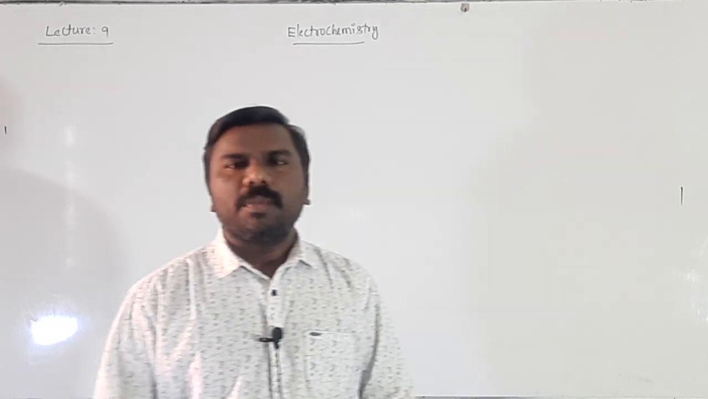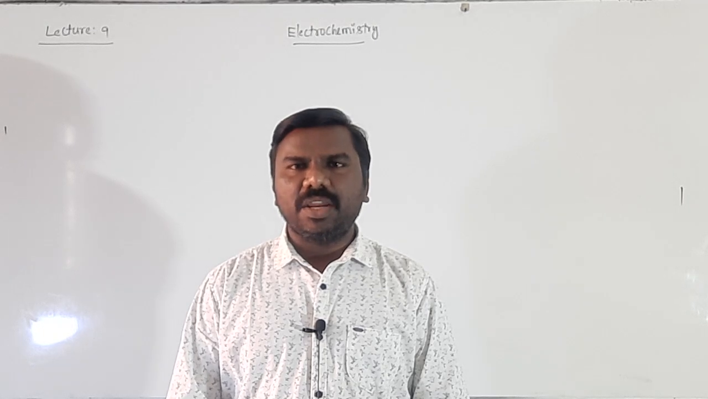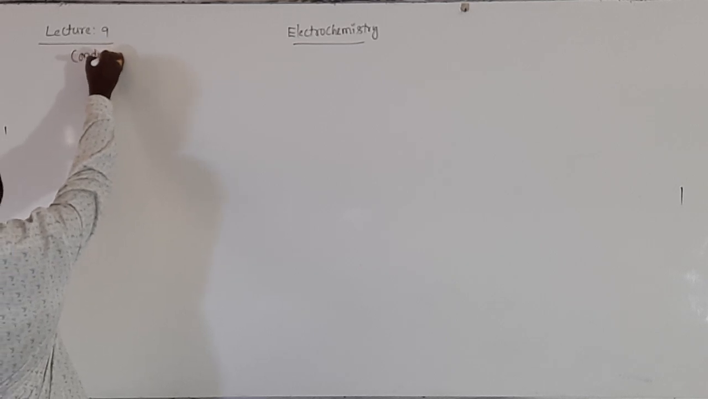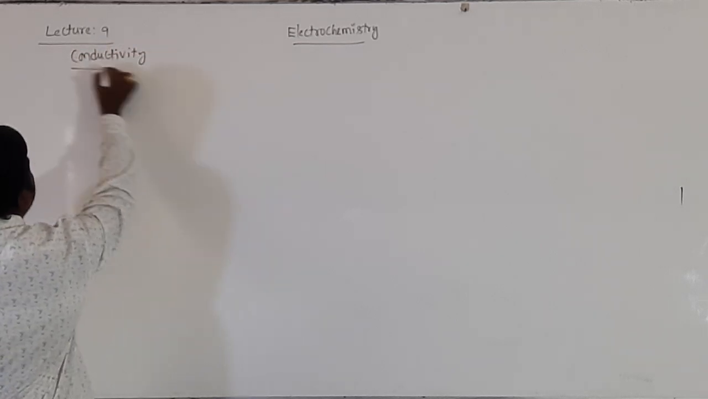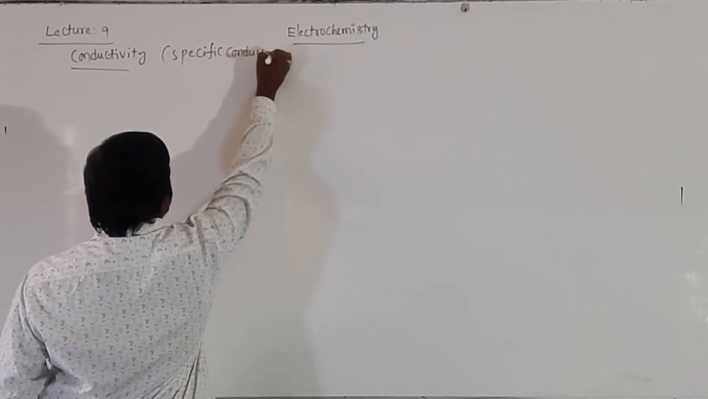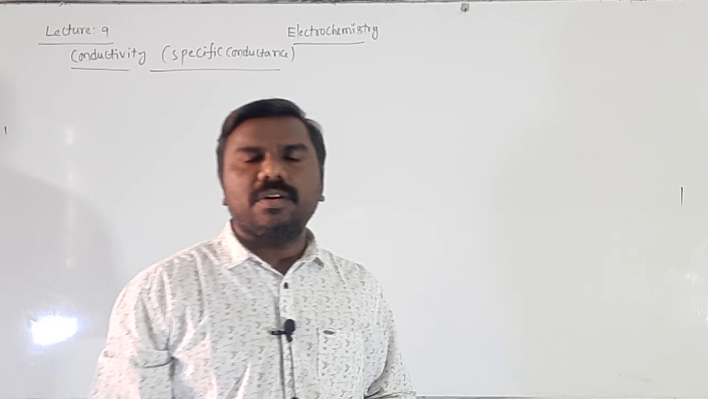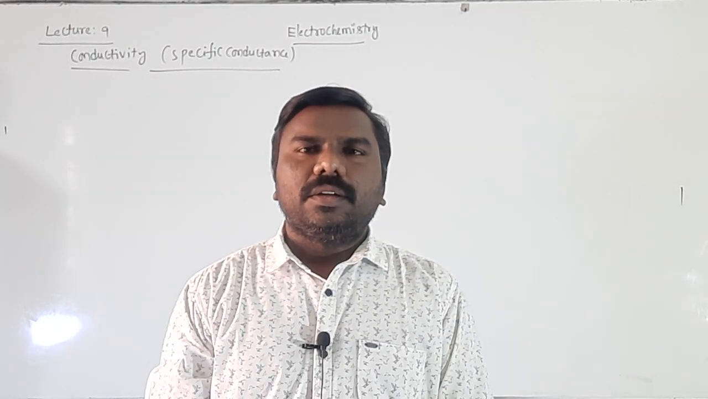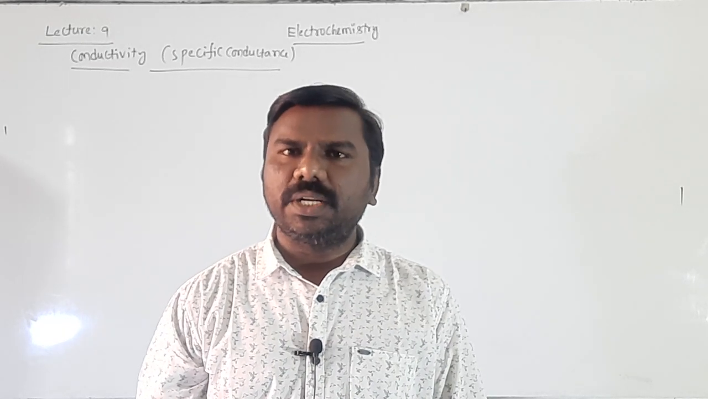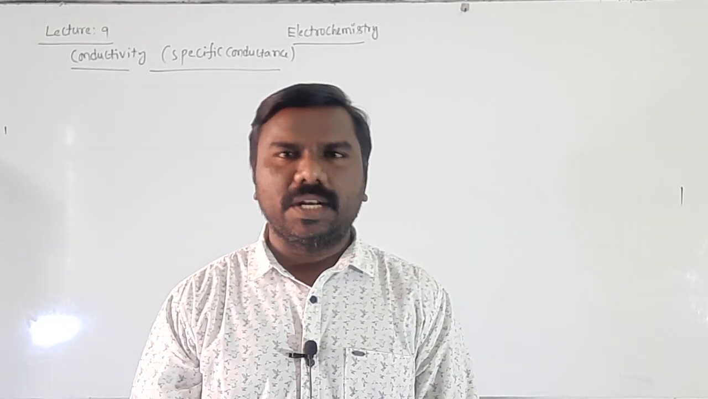Now, before going to this, we should know what conductivity is. Conductivity is also called specific conductance. In the last video the formula was given: the conductance of a material of unit area of cross section and unit length is called conductivity, or specific conductance.